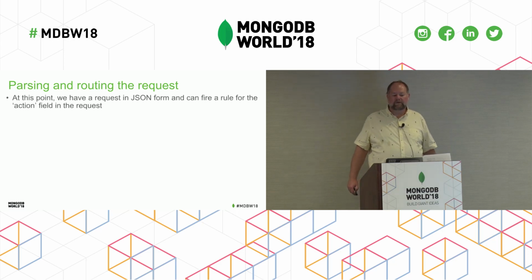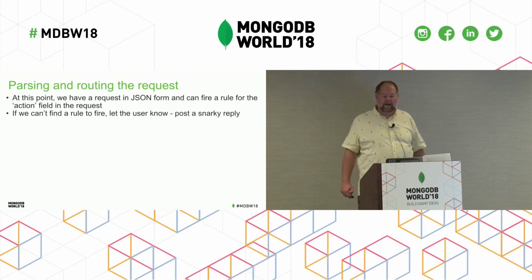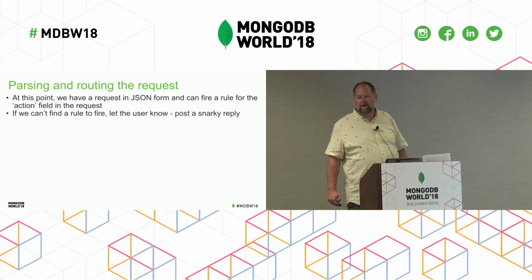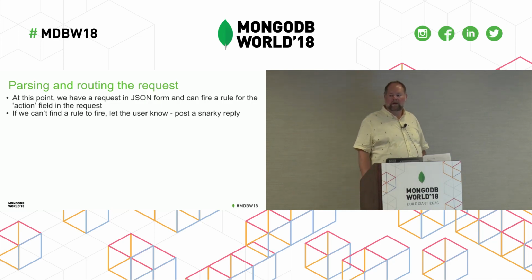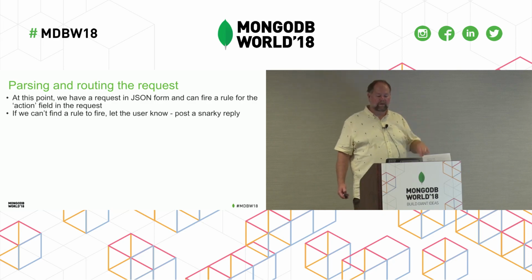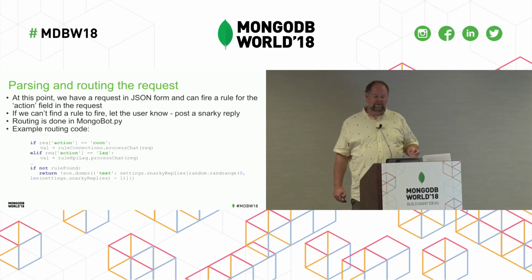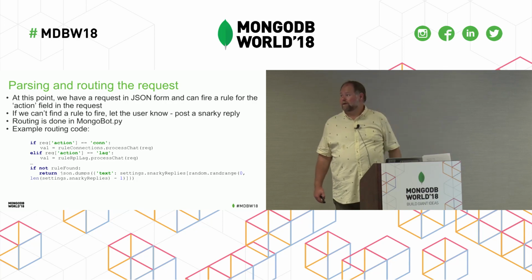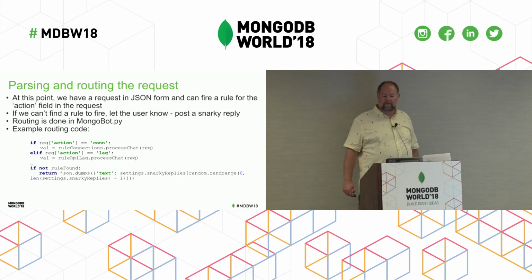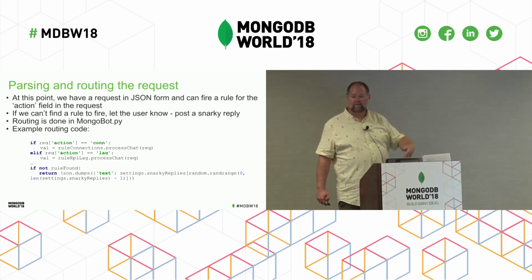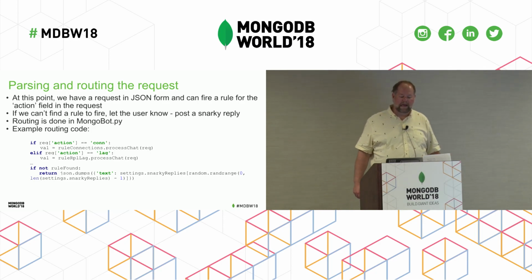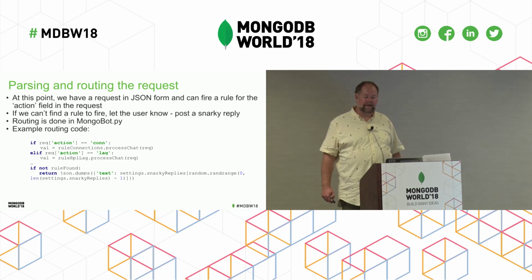So next we need to parse and route the request. We do that using the action field. If we can't find a rule, we let the user know. We post a snarky reply, as we saw before. So if something goes wrong, I just have this random list of snarky replies. We spit one back to the user. The routing is done in the actual mongobot.py code. Here's a basic example of routing code, nothing too extreme here. If action is con, we call connections.processChat. If action is lag, REPL lag processChat, etc.